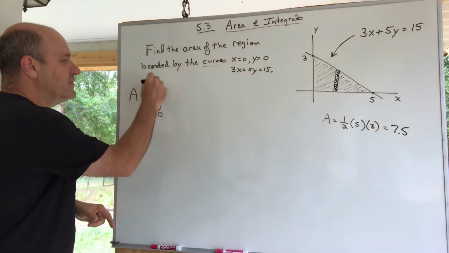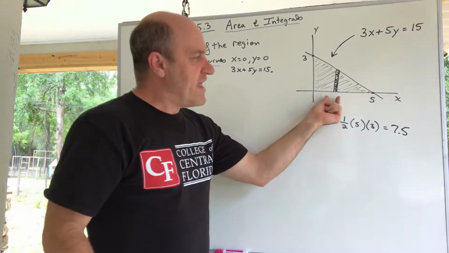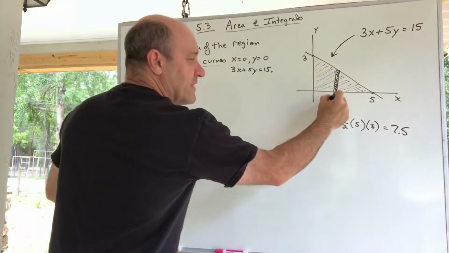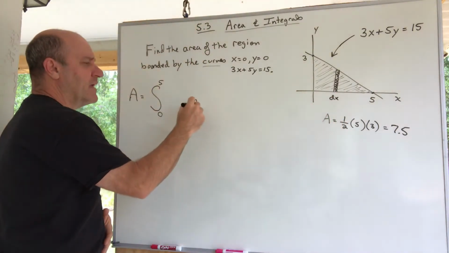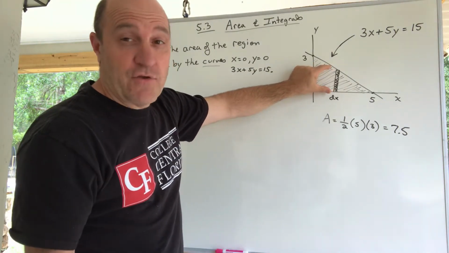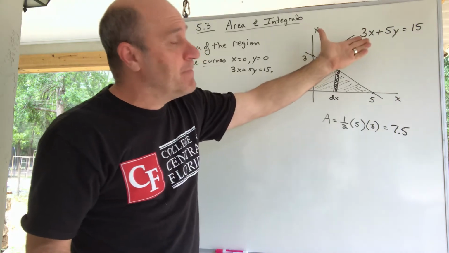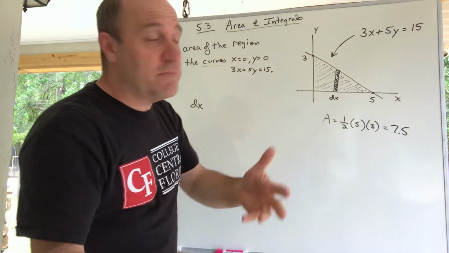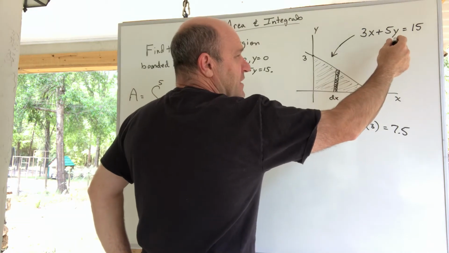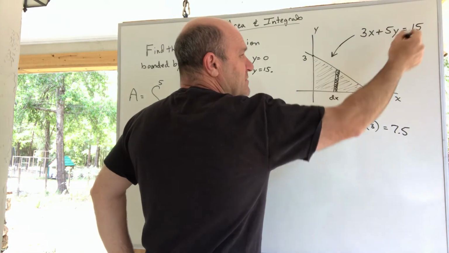From 0 to 5. You know, what is the width of each rectangle? I think the width is dx. That little width is dx. And then what I need is the height of the rectangle, which is the y value. So this function solved for y in terms of x. So that means I have to do that little bit of work. Solving for y in terms of x.